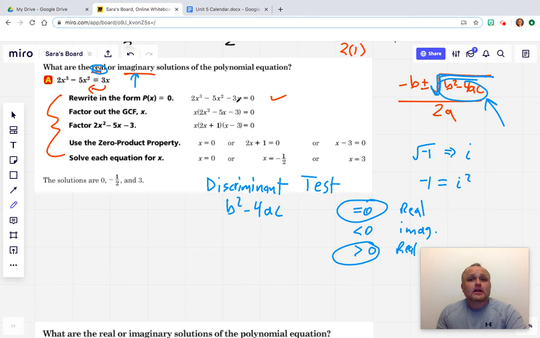Okay. Now the next step that they did is that they GCF'd out an x. So they pulled an x out of everything and put it right up front, so that what was left over was 2x squared minus 5x minus 3.